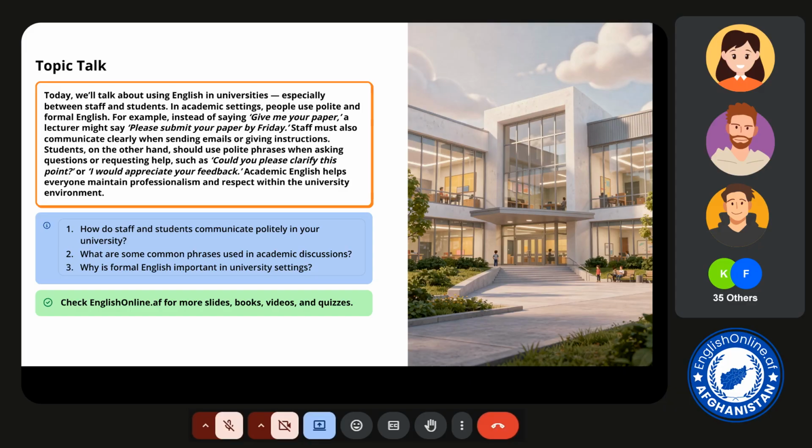Okay, in the name of Allah, I will answer the first one. Why is formal English important in a university setting? According to my opinion, a university is an area of educated people, and they provide educated people, and it could be the difference between an educated and an uneducated person. I think the university setting must be formal.